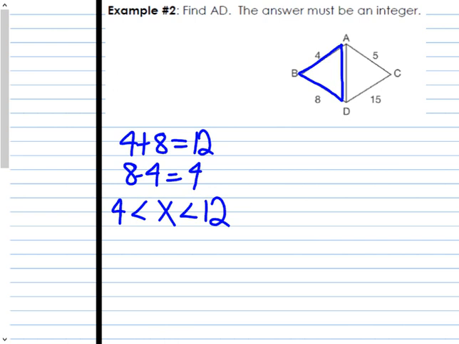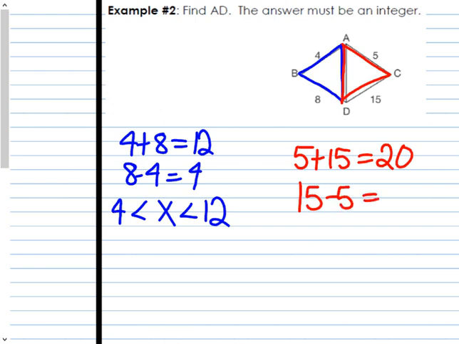But if I compare it to the other triangle that it's connected to, it has to be 5 plus 15 is 20, and 15 minus 5 is 10. So this time it has to be greater than 10, but less than 20. So I need a number that's bigger than 10. So obviously it's greater than 4, but it also has to be greater than 10. So it's going to be greater than 10.